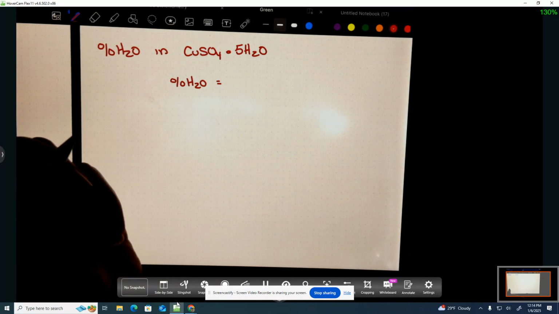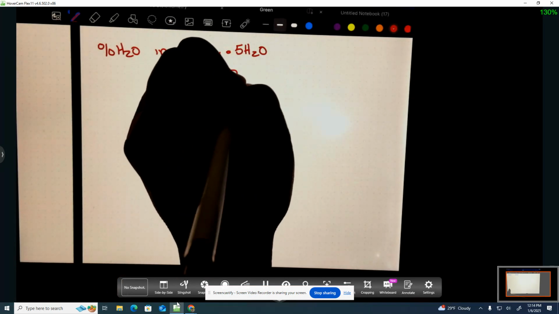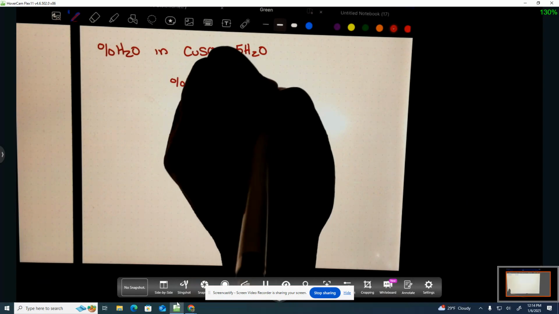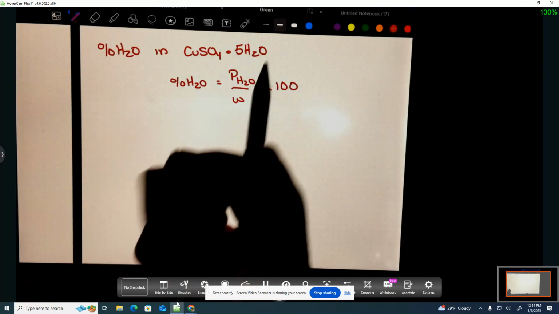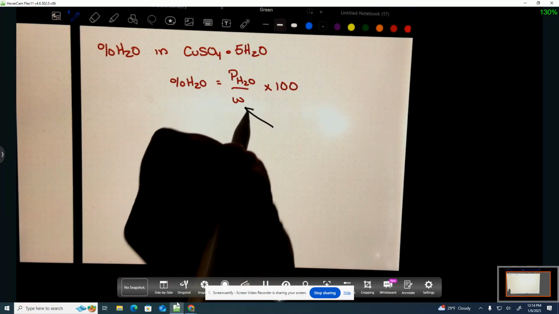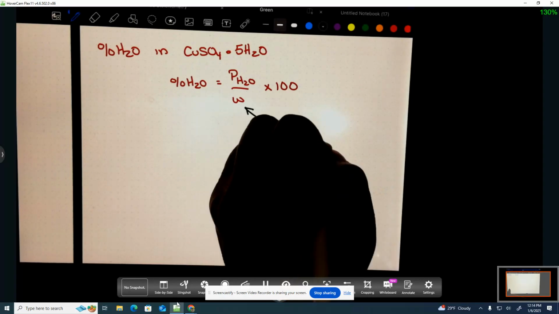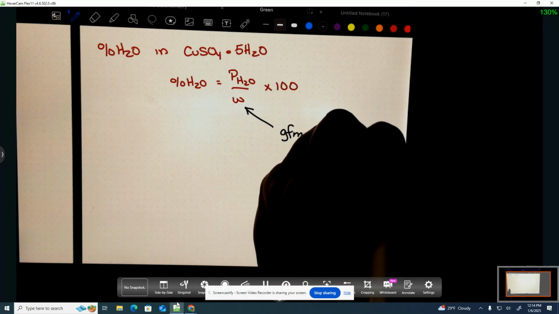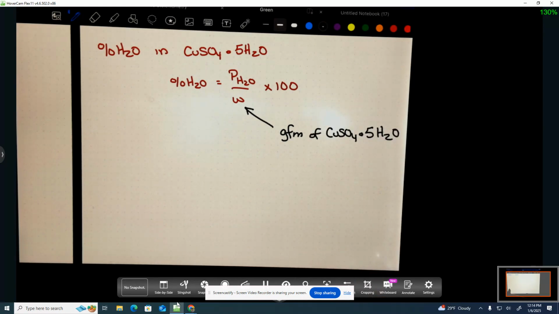But if we want to find the percent of water, we need the part that's water, and we need the whole thing, and we got to multiply it by 100. Now we know that this whole thing is going to be the gram formula mass of CuSO4 with 5 waters attached. That's what the gram formula mass is going to be.